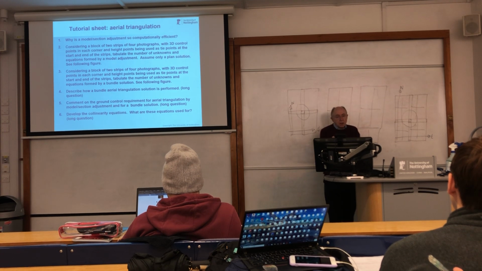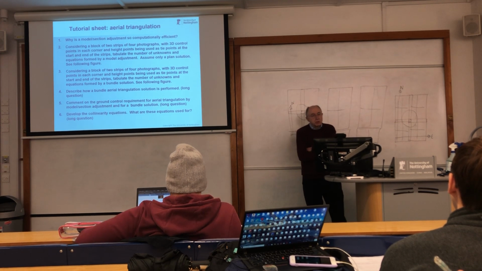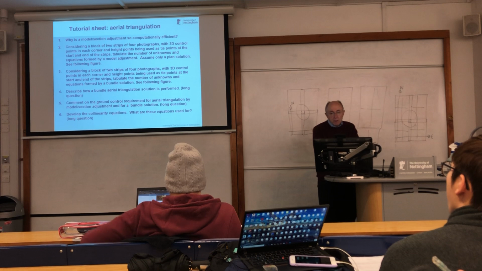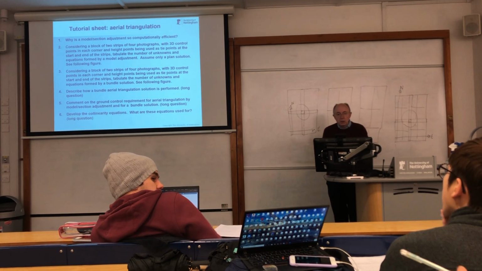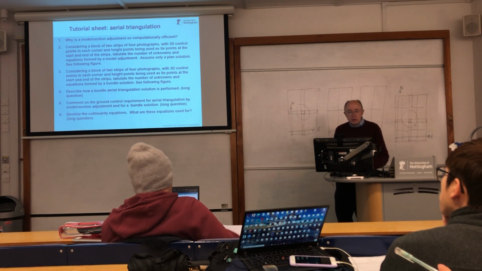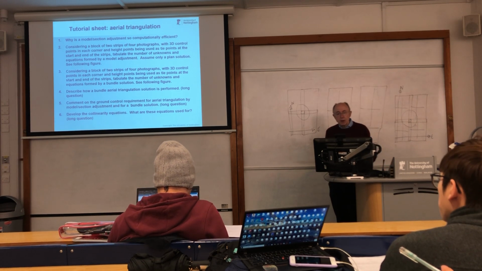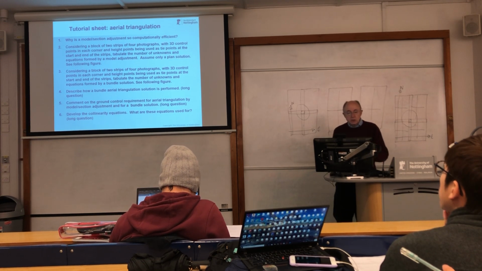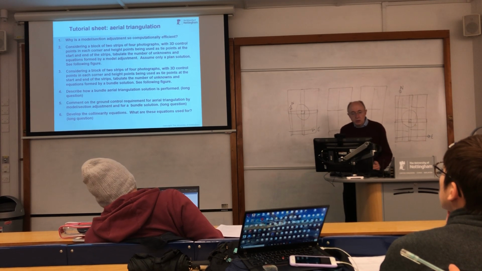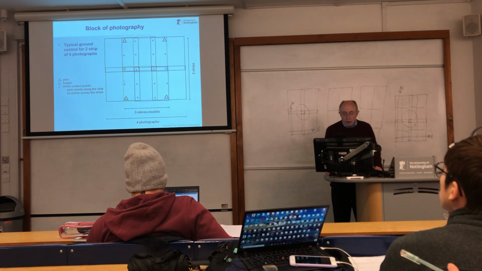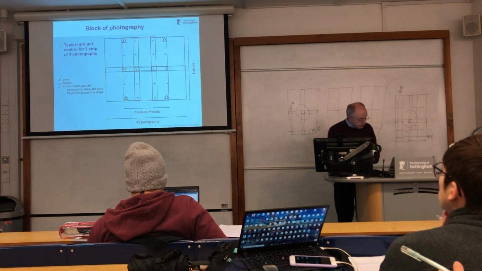This is considering a block of 2 strips of 4 photographs with 3D control points in each corner and height points being used as tie points. At the start and end of the strips, tabulate the number of unknowns and equations formed by the model adjustment. Assume only a planned solution. See the following figure.